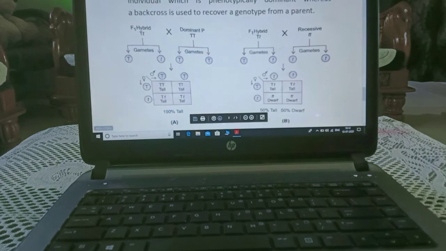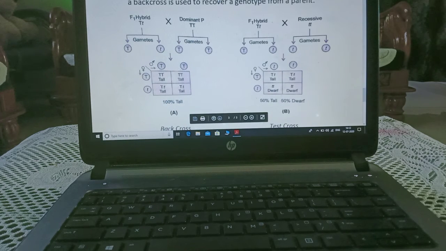Now we will see here test cross and back cross. You can see in the back cross, there is a hybrid parent, and in the test cross also a hybrid parent, that is the F1 generation. In a back cross, it is crossed with any of the parents, it can be any parent, but in a test cross, it is crossed exclusively with the recessive character. Now here you can see gametes capital T, small t, crossed with capital T, and the resultant was 100% tall. In this 100% tall, 50% were homozygous tall and 50% were heterozygous tall.